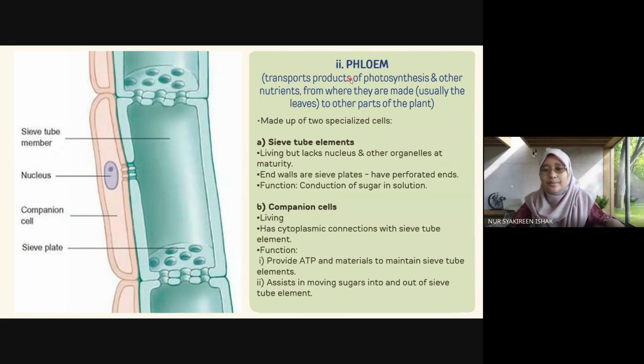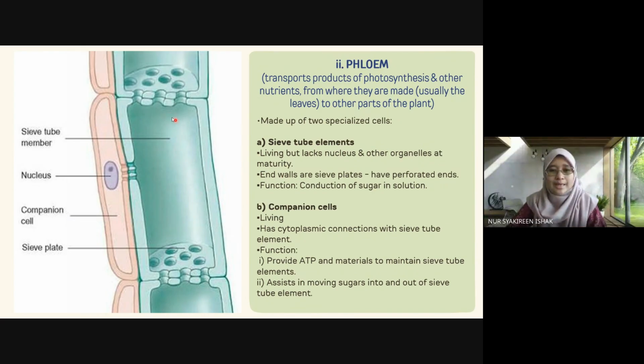So phloem transports products of photosynthesis and other nutrients from where they are made, usually the leaf, to other parts of the plant. As you can see, these are the structures of the phloem. It is made up of two specialized cells. You have the sieve tube elements. The cells are alive, but they don't have any nucleus or other organelles at maturity.